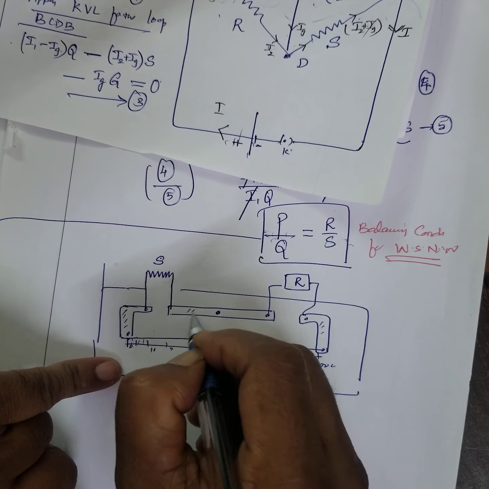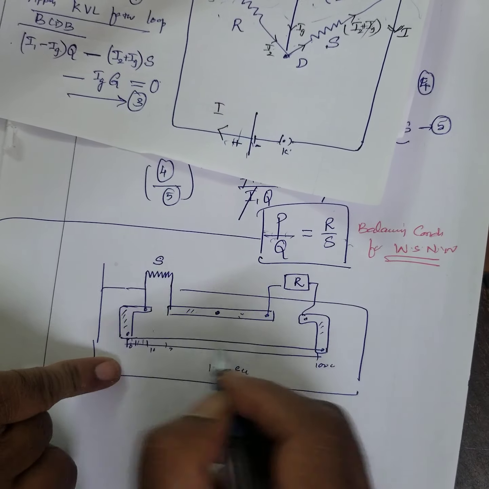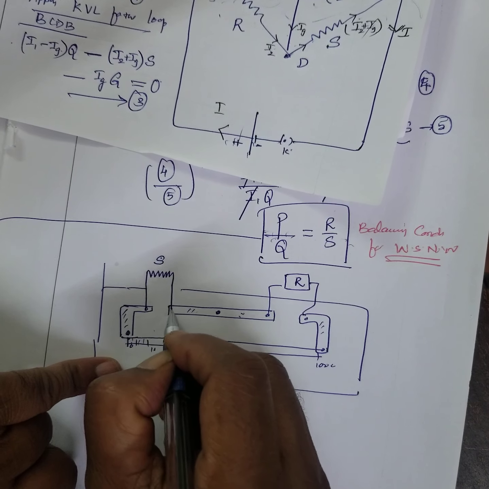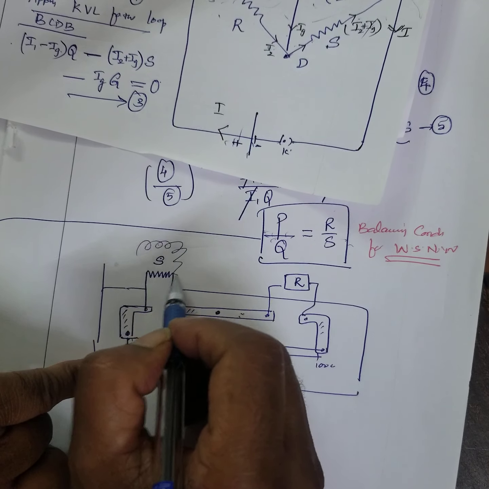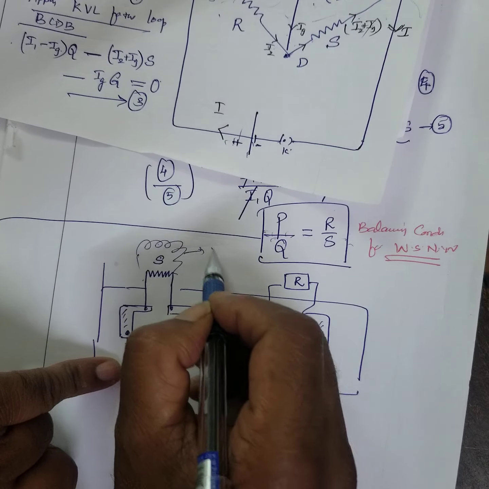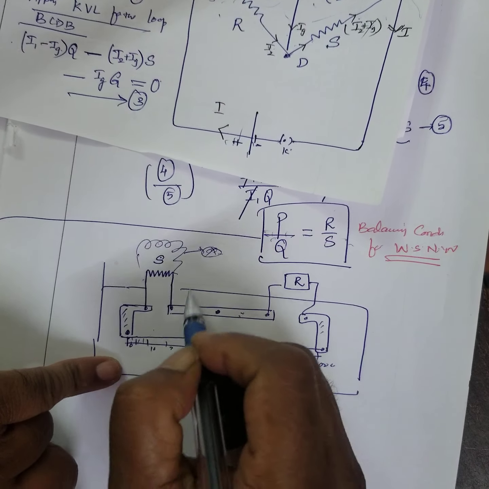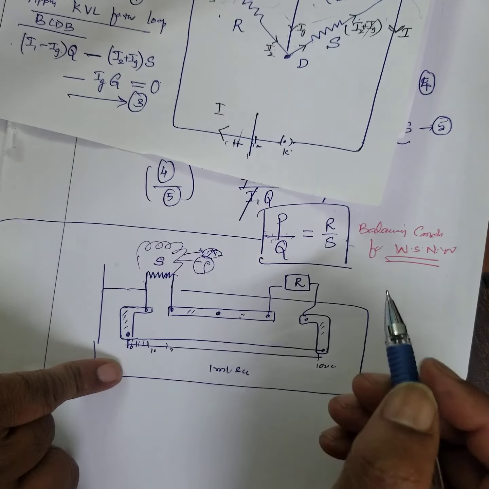And here, see, these are all metal only. These are all wood, okay? Here, these are all terminals. Here, you can keep the wire, a long wire. I'll tell you what the wire is. I want to find the resistance of this wire, or I want to find the specific resistance of the wire.